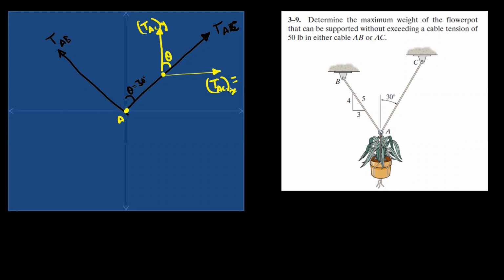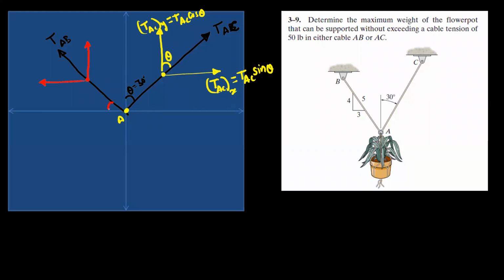The x component is opposite to angle theta. So this is tension AC sine theta, and this is tension AC cos theta, because it is adjacent. So the y component is adjacent, the x component is opposite. Similarly, resolve the tension AB. Instead of point A, select a different point on the same line of action. From this point, draw a vector parallel to the x-axis. Draw a second vector parallel to the y-axis.